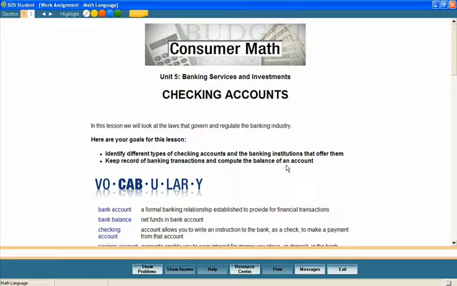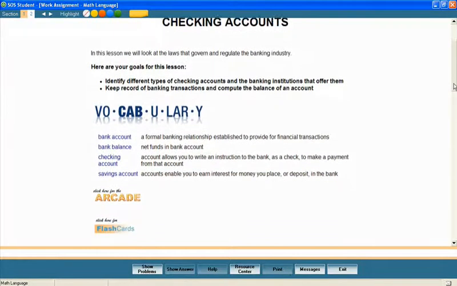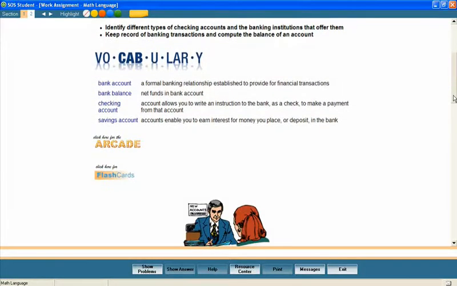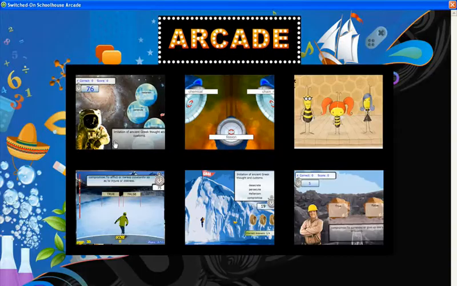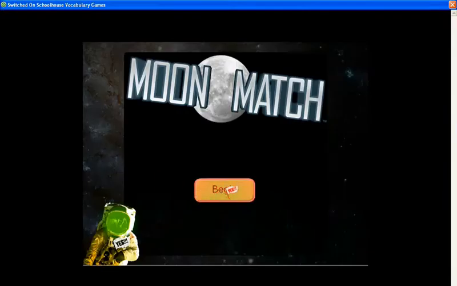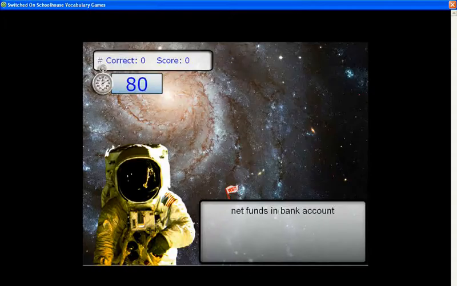At the beginning of most lessons, students will also encounter a list of vocabulary words that will be used throughout the lesson. We've included review and reinforcement activities to encourage mastery of these important words. For example, students can hear the correct pronunciation of each word. Bank account, checking account. A Vocabulary Games arcade provides additional practice designed to help students to learn the spelling and definitions for the vocabulary from the lesson.